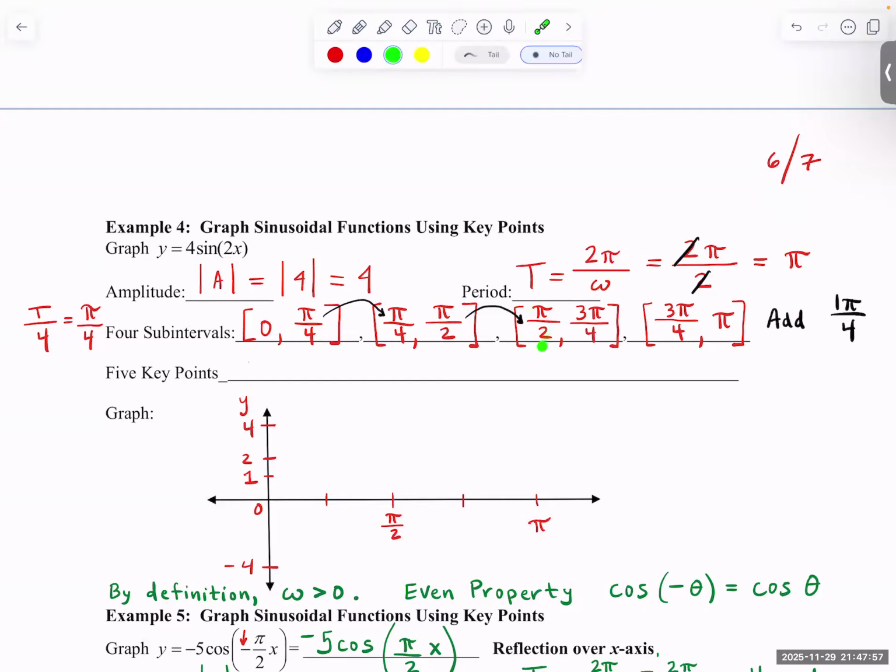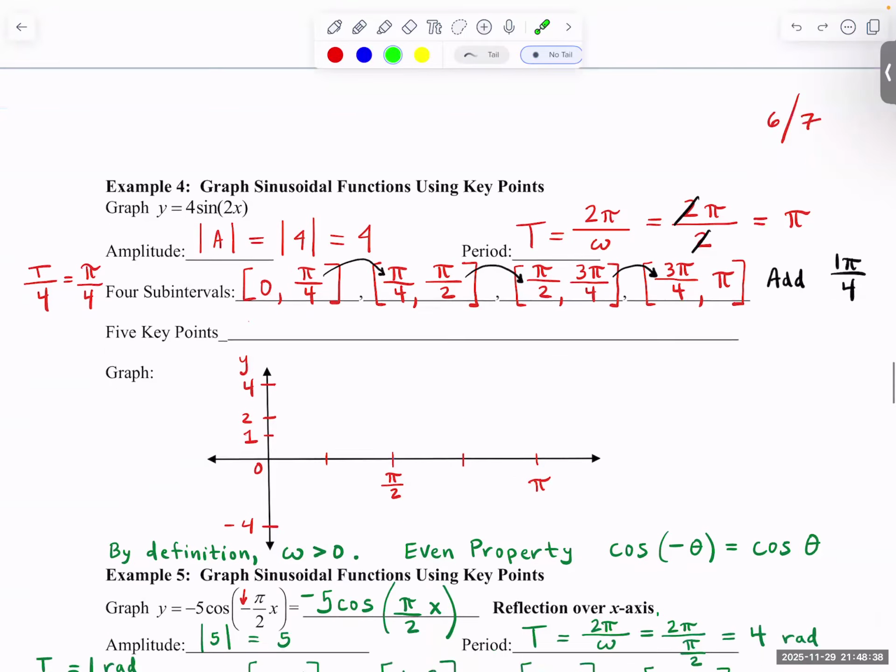From pi over 2, which in terms of quarters is 2/4, add 1/4 to get 3/4. Then from 3/4, that's the first angle on the next and fourth interval, we add pi over 4. 3/4 plus 1/4 is 4/4, which is 1 pi. So the very first angle is 0 radians, and the period is pi. So the last angle has to be pi, because the length from beginning to end is pi radians. That's the period.